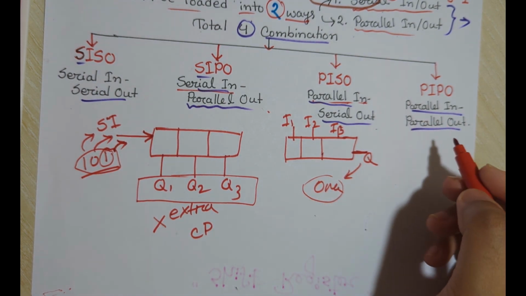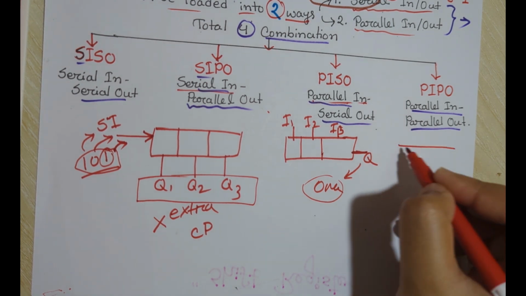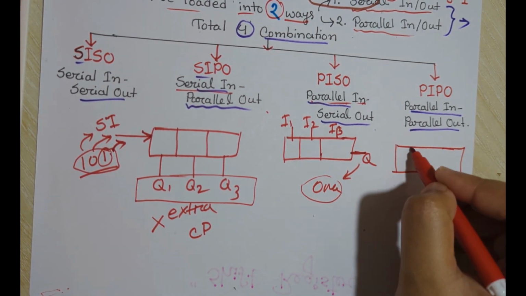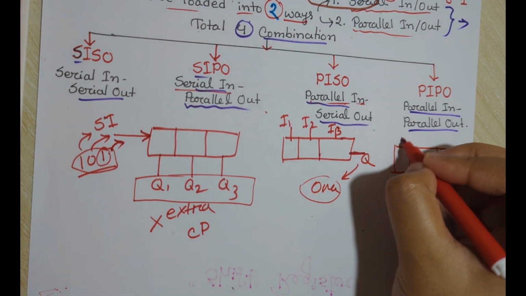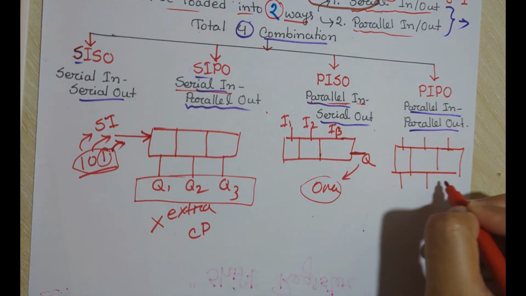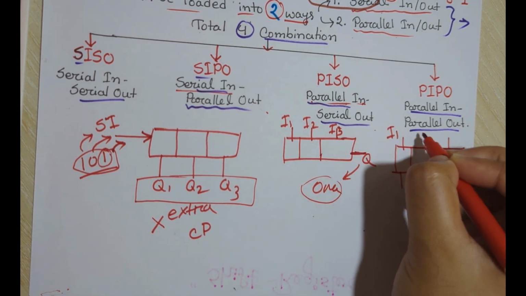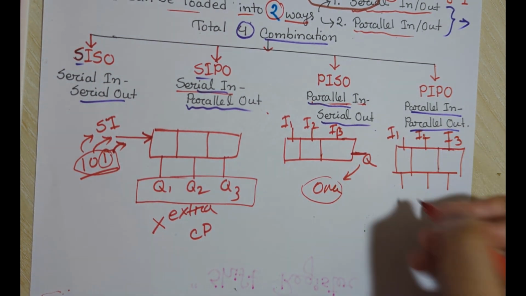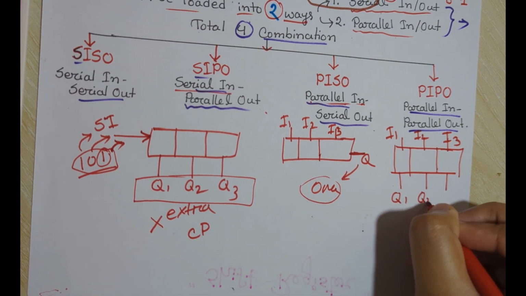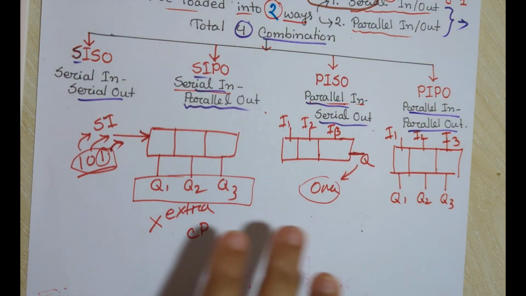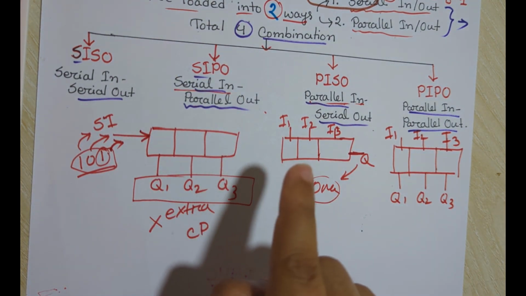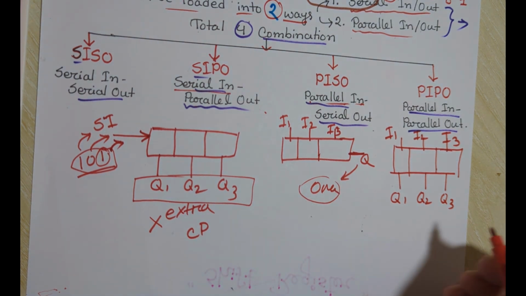Now let's see the parallel input and parallel output. Here the input and output are both in parallel. The inputs are denoted as I1, I2 and I3, and the outputs will be Q1, Q2, Q3. For both registers, only one single clock pulse is applied at a time to all the flip-flops.